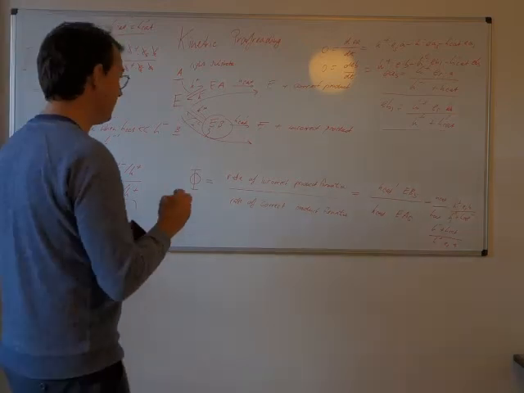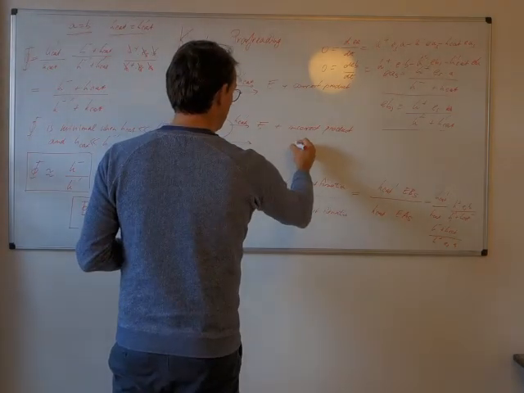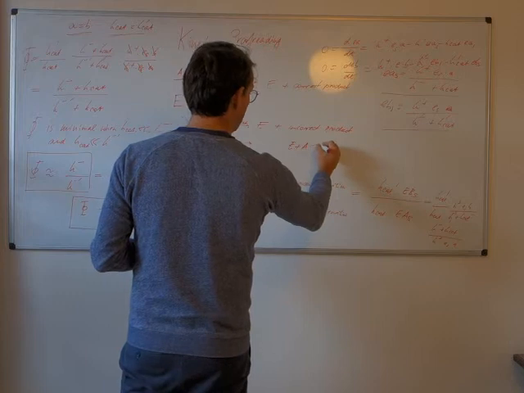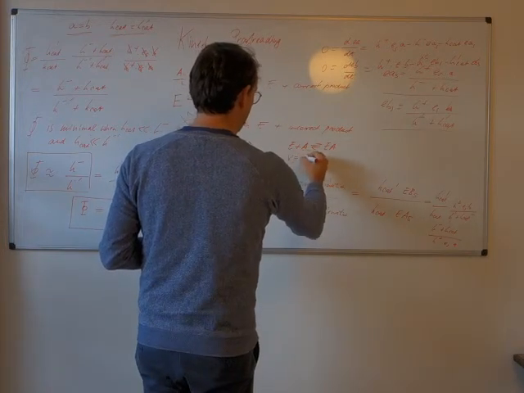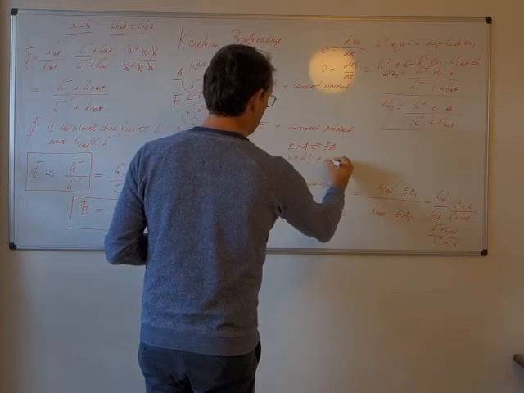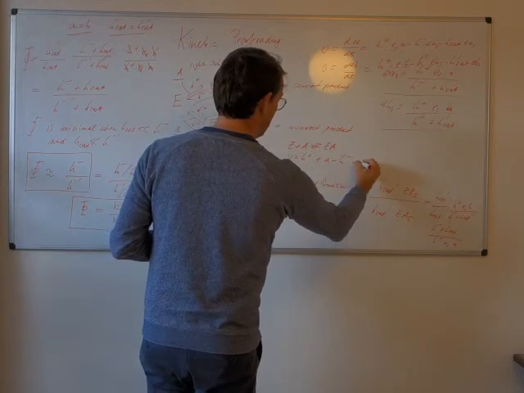So let me show you that again. If we just consider E plus A gives EA, the rate of that reaction is k_plus times E times A, and k_minus times EA.